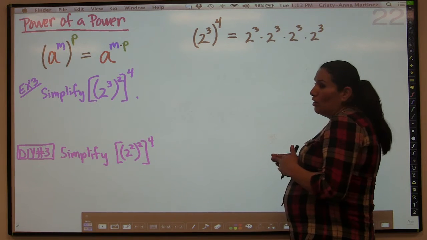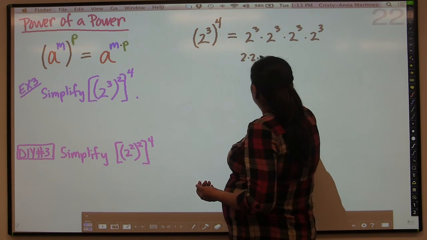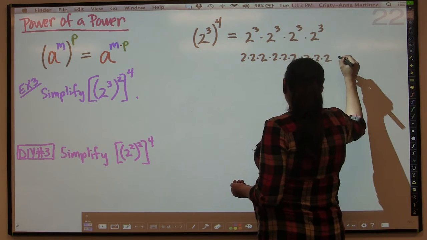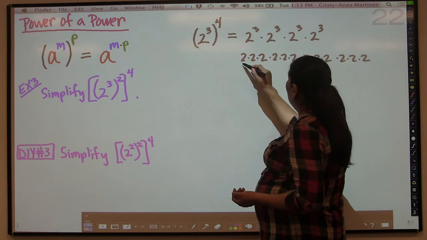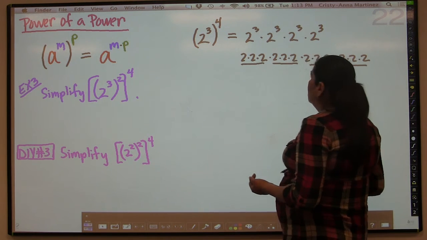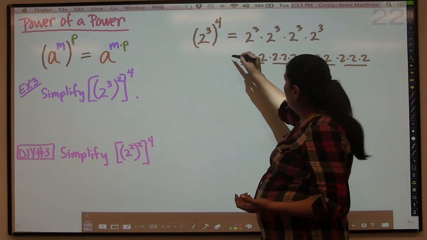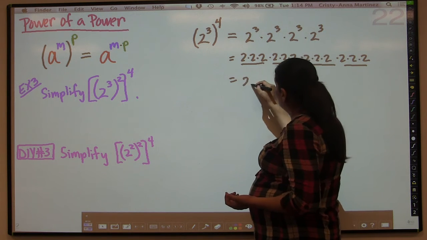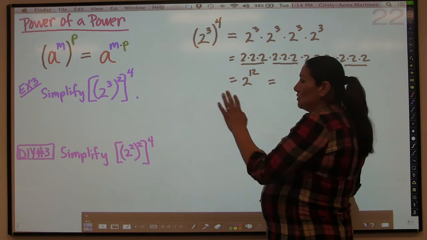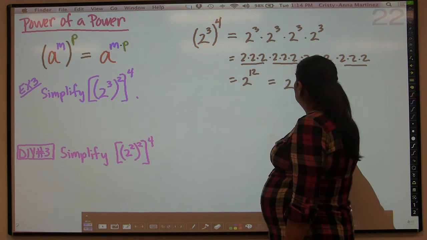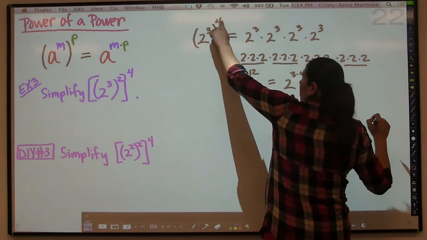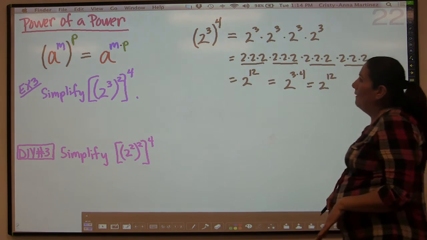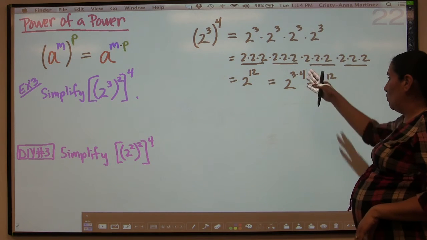But then each 2 to the 3rd is 2 times 2 times 2. So we have 1, 2, 3, 4, 2 to the 3rd powers. And now if we count up how many 2's there are, there's 1, 2, 3, 4, 5, 6, 7, 8, 9, 10, 11, 12. So 2 to the 12th power. If we had used the rule, we would have gone 2 to the 3 times 4 power, because we multiply these, and we would still get 2 to the 12th power. So again, a shortcut: use the rule instead of trying to work it all out this way.